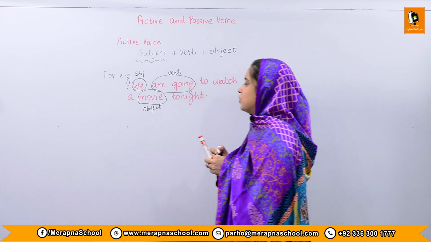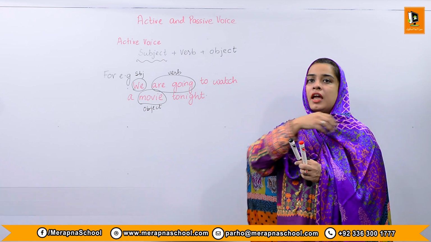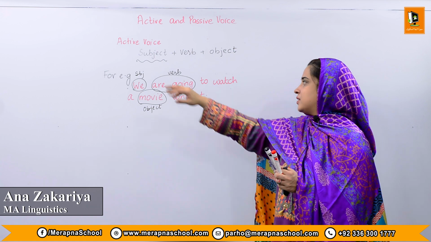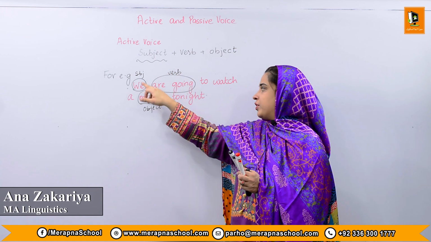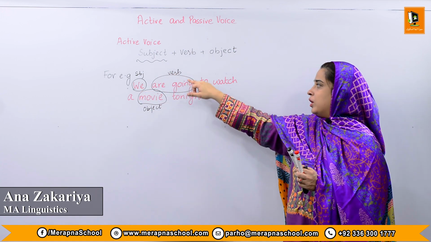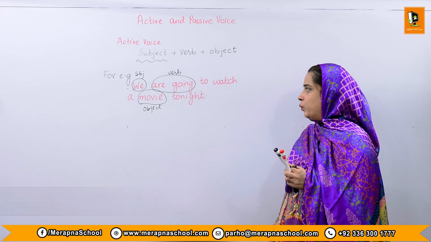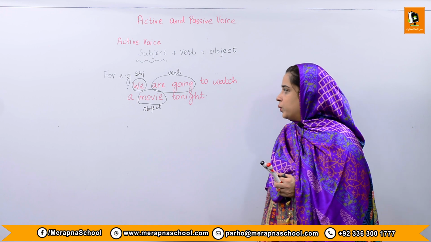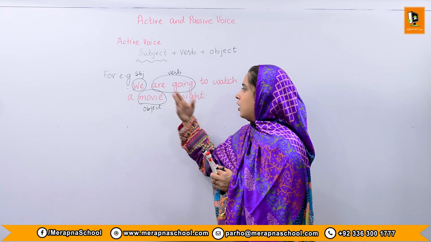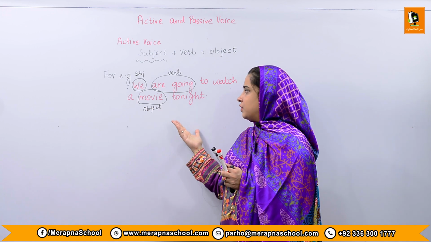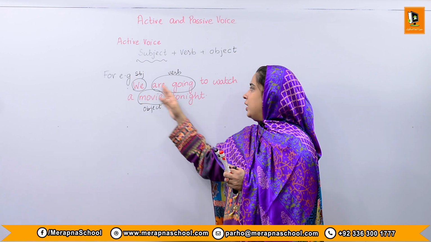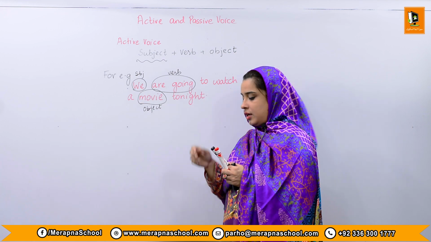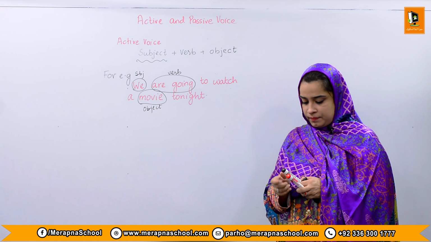So if you see, the sentence has been constructed in active structure, which says that the subject comes first. So we have written the subject here. Then the verb comes next, so we have the verb in the next part of the sentence, and then comes the object. So the sentence is in active voice because it says that we are going to watch a movie tonight. Let's take another example.